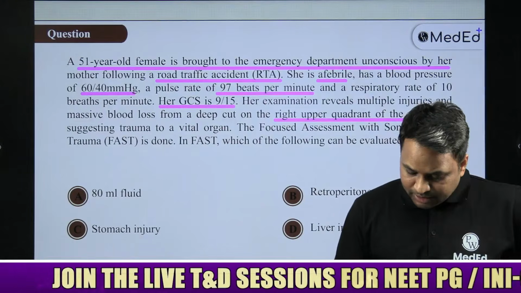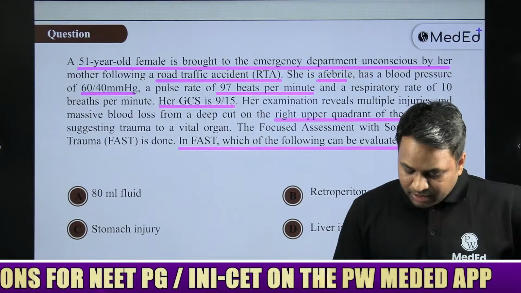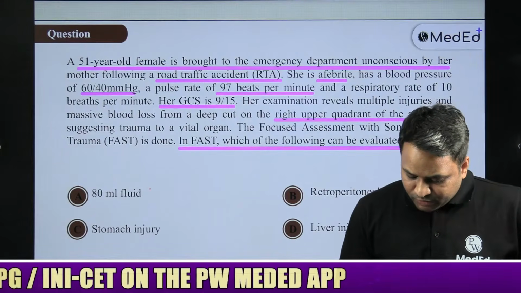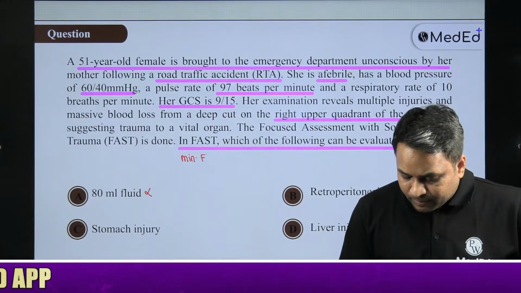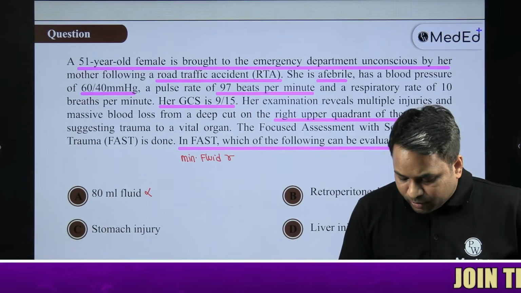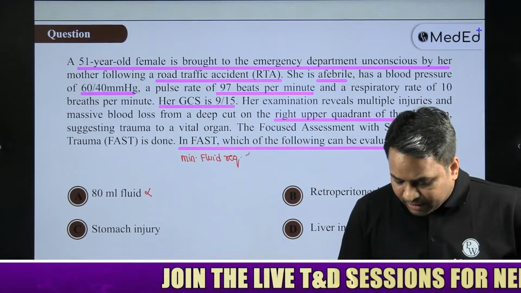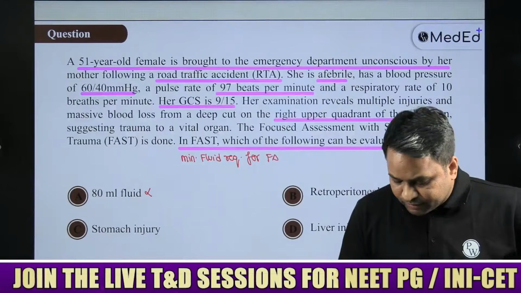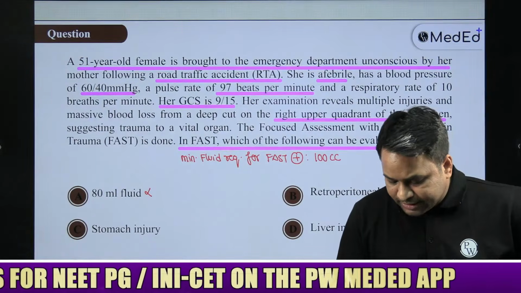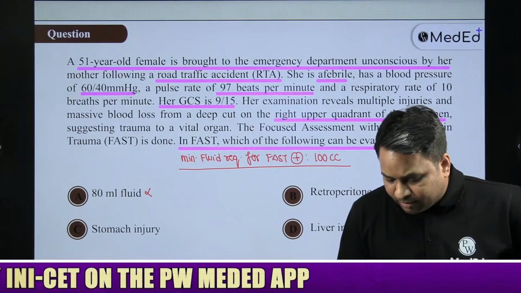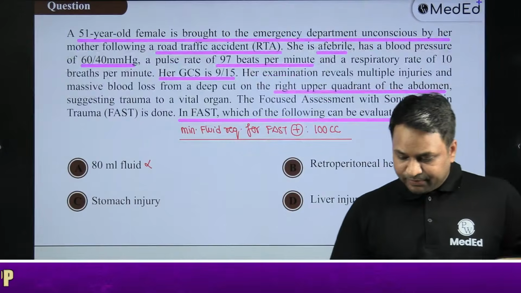FAST is done. Which of the following can be evaluated? Now remember, FAST is useless for less than 100 ml. The minimum fluid required for FAST to be positive is 100 cc.